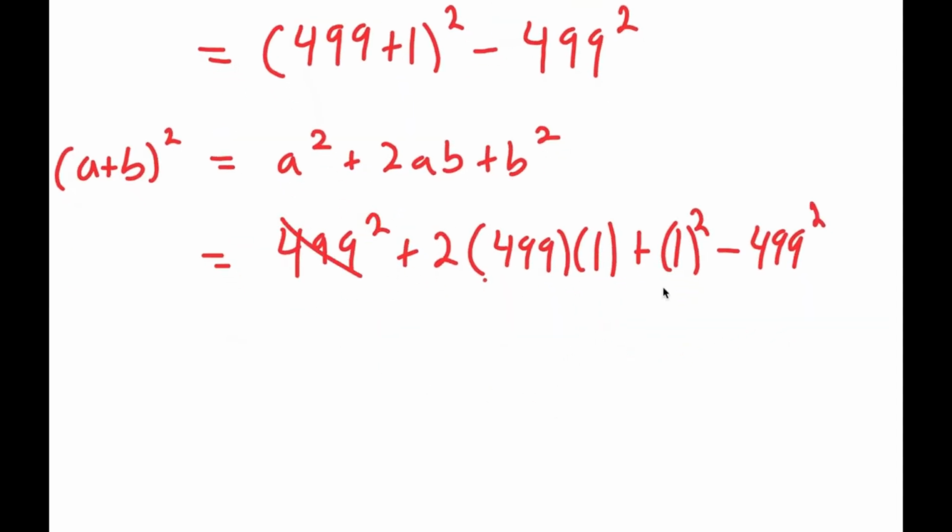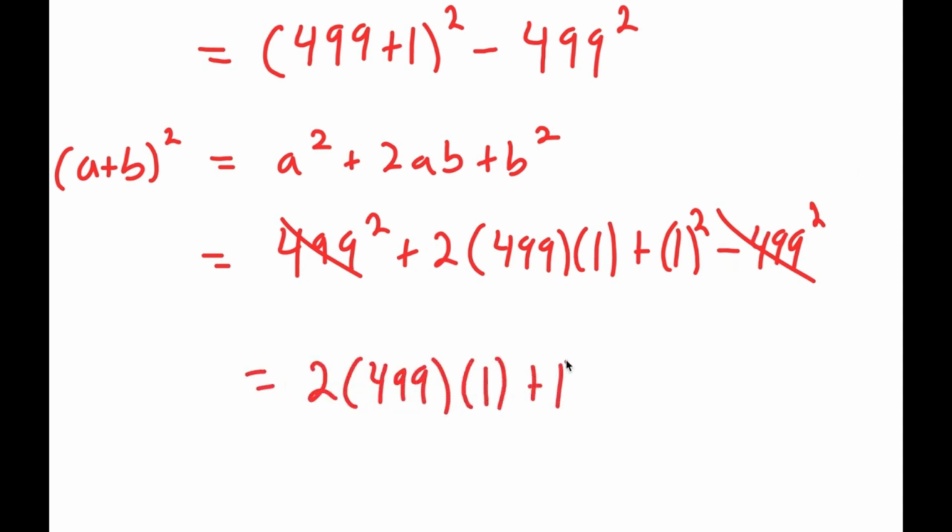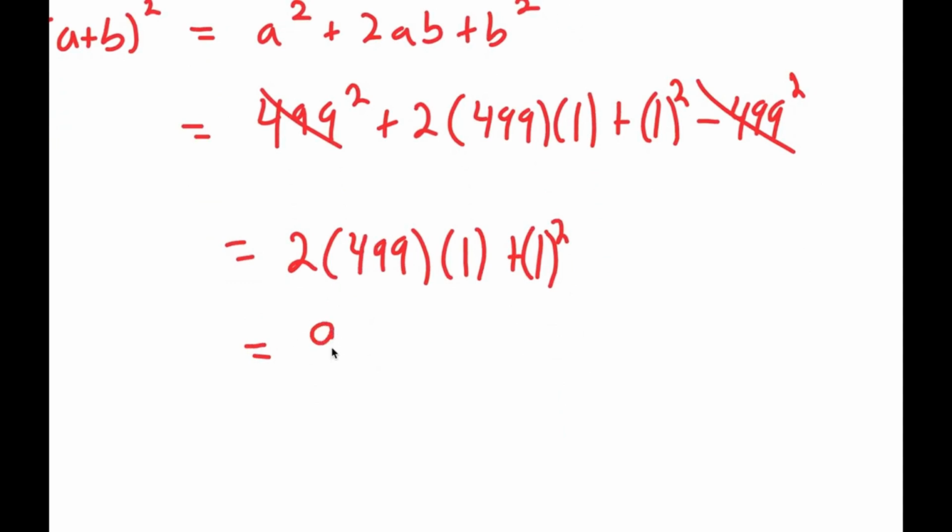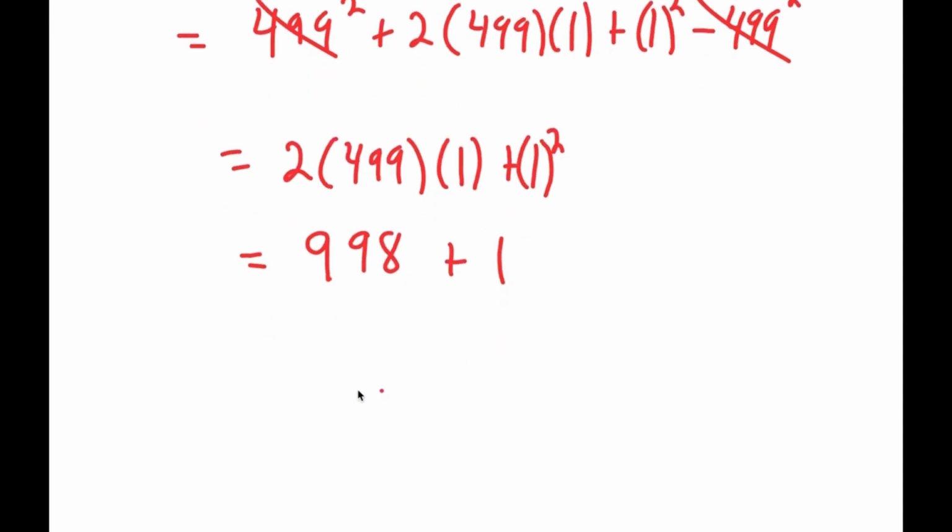Now I can cancel out 499 squared and negative 499 squared, so I'll be left with 2 times 499 times 1 plus 1 squared. 2 times 499 is 998, times 1 is just 998, and I have this plus 1 squared, which is plus 1, and this is equal to 999.